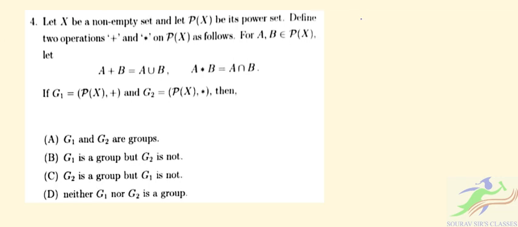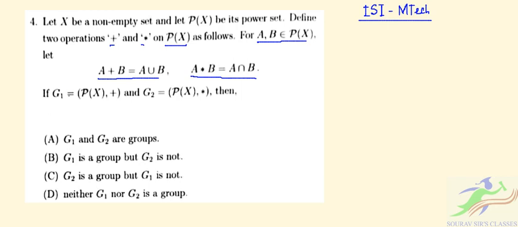So in this particular video we'll be solving a question from the ISI admission test of the MTech program. This is question number 4. Let X be a non-empty set and let P of X be its power set. We define two operations, addition and multiplication, on this power set as follows. For A and B elements of the power set, A plus B is A union B and A star B is A intersection B.